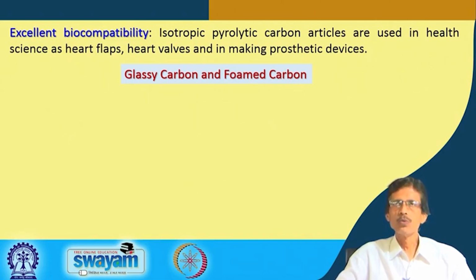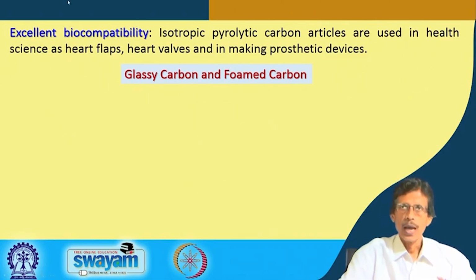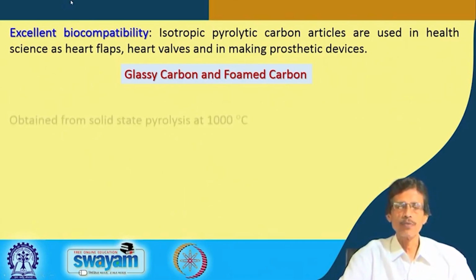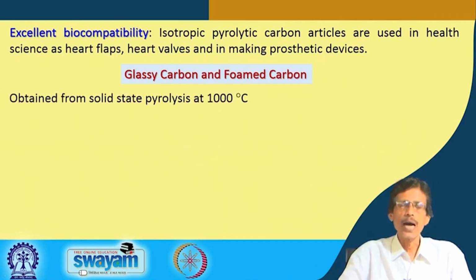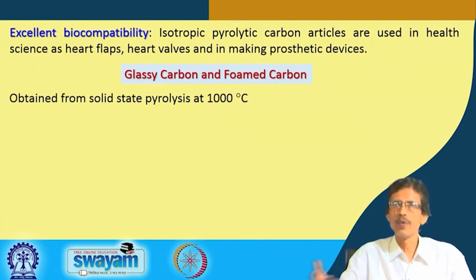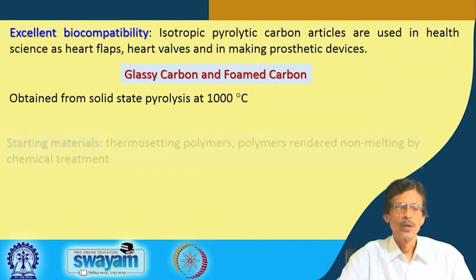We can also use simply the GCE, the glassy carbon electrode, and that carbon in the foamed form is known as foamed carbon, and not a very high temperature, only 1000 degrees centigrade is fine. So, high temperature pyrolysis can produce these two varieties of carbon at a temperature of 1000 degrees.